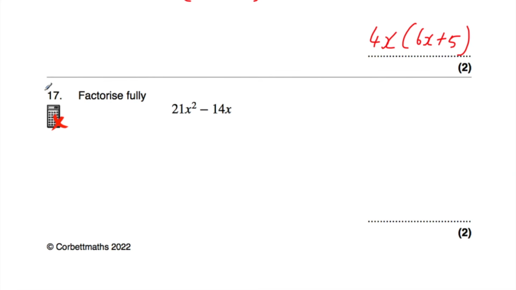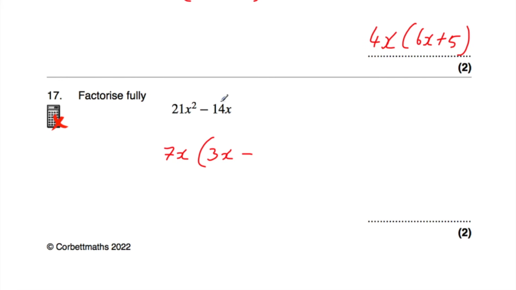Okay, let's have a look at our next question. So our next question, question number 17, says factorise fully 21x squared subtract 14x. Well, 21 and 14, the highest common factor of 21 and 14 would be 7. And then we've got an x squared and an x, so we're going to take an x out as well. Then open up our brackets, and 21x squared divided by 7x. Well, 21 divided by 7 is 3, and x squared divided by x is x. So that gives us 3x.